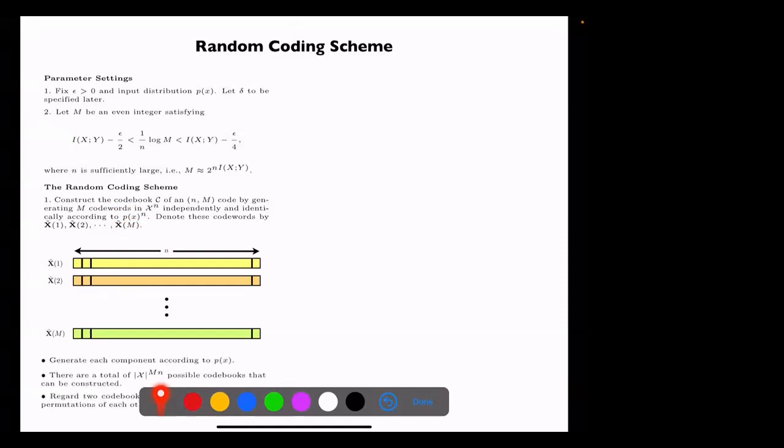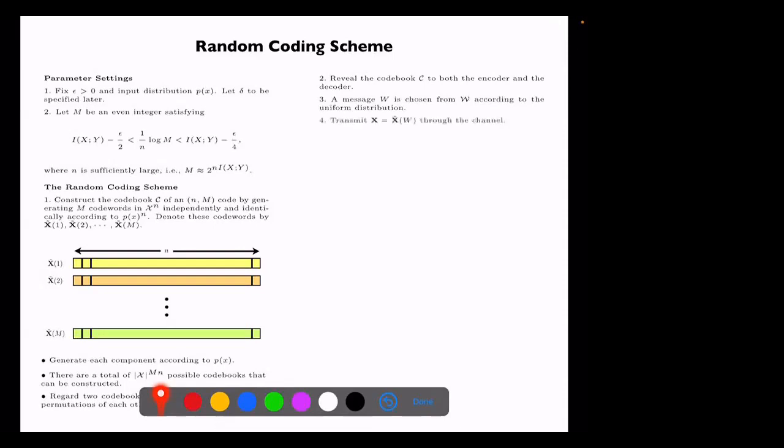Then we reveal this code book that we're going to use. It's a random code book, but once you draw the code book, you fix it, right? And then you reveal the code book C to both the encoder and the decoder. And then a message W is chosen from the message set according to the uniform distribution. And then we transmit the corresponding codeword through the channel, and we denote this by x tilde of W.